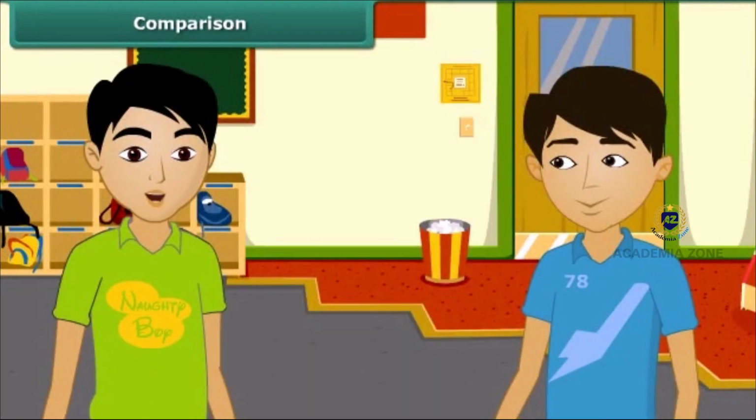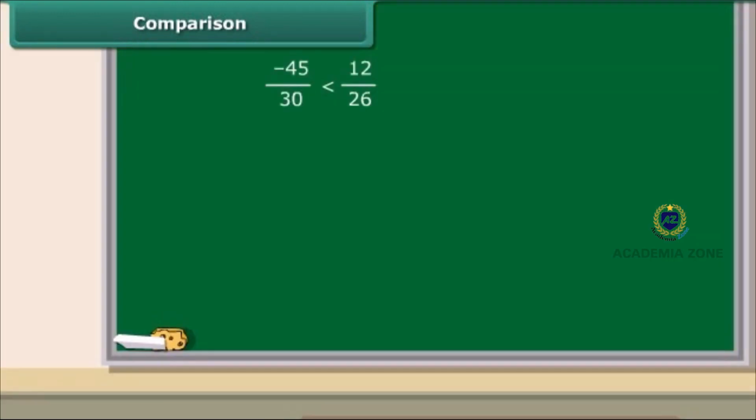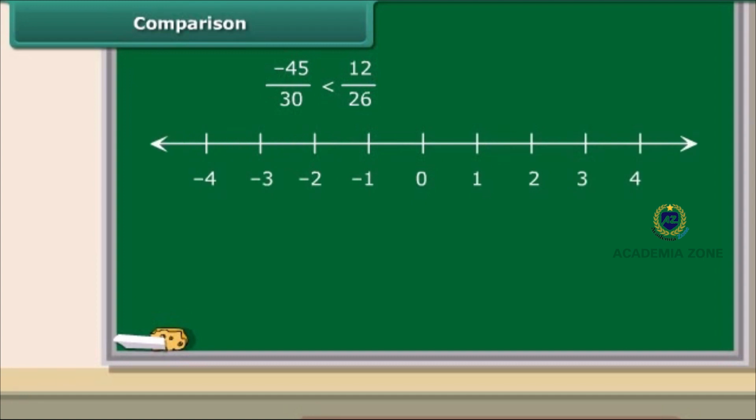If we are given two rational numbers, can you compare them? No? I will tell you how to compare rational numbers. We know that a negative number is always smaller than a positive number. We can also compare rational numbers using a number line. The more the number is to the right, the greater it is.